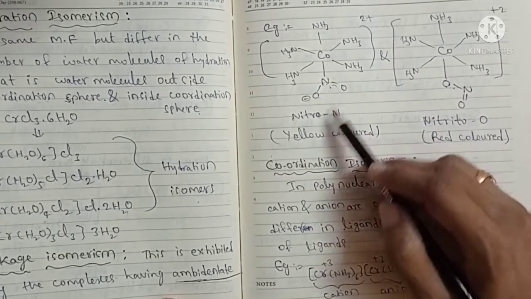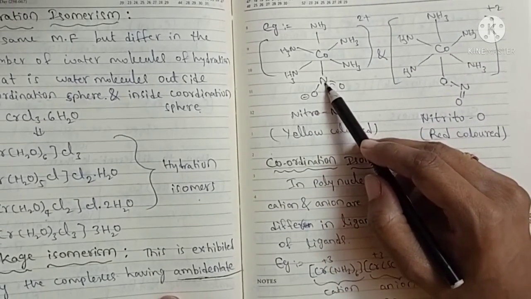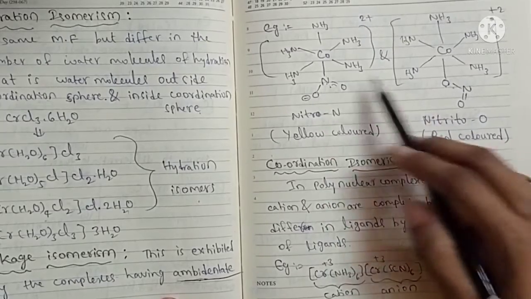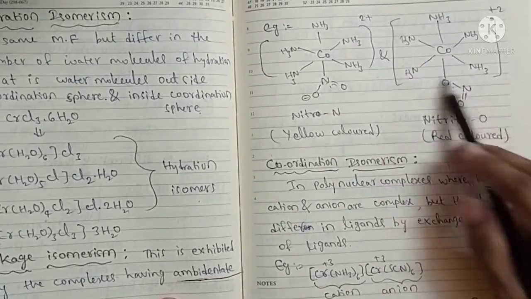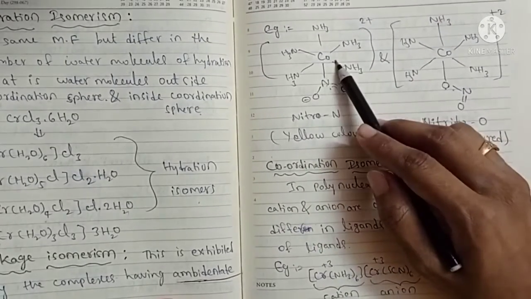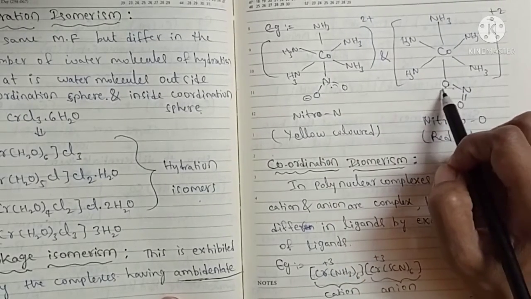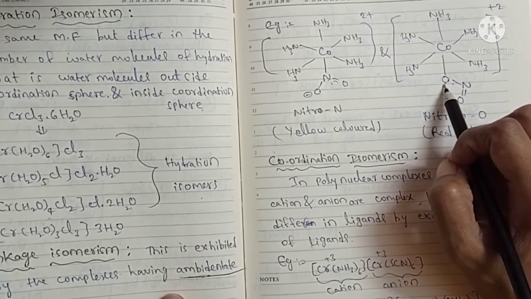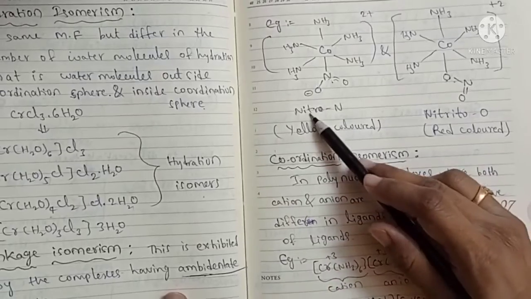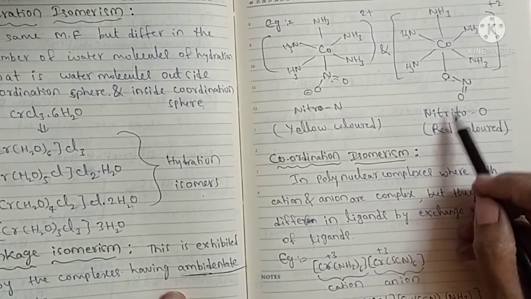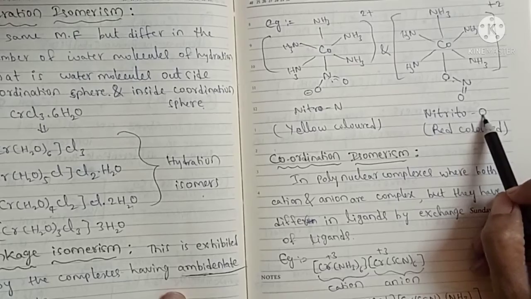This is the example. Here it is linked by nitrogen, here it is linked by oxygen. So these are two ambidentate ligands, but they contain the same molecular formula. Both isomers will have the same molecular formula, but they differ in the linkage. That's why they are called linkage isomers. Here this ligand is nitro, called nitro-N, and this is called nitrito-O.